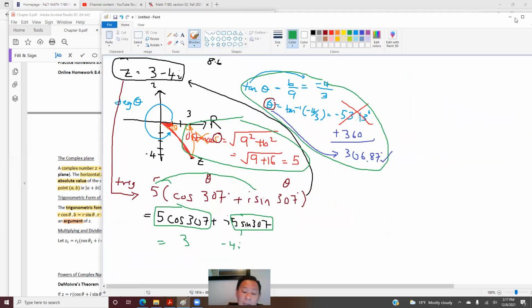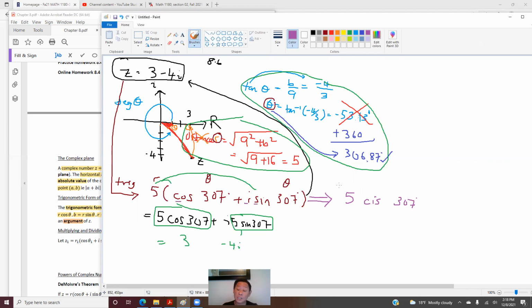Now, because this is a lot to write, 5 times cosine 307 plus i sine 307, we can short form this. There is a shortcut to write this. The shortcut will be written as 5 CIS 307 degrees. The 5 is the r, the 307 is your theta. The CIS stands for cosine plus i sine.